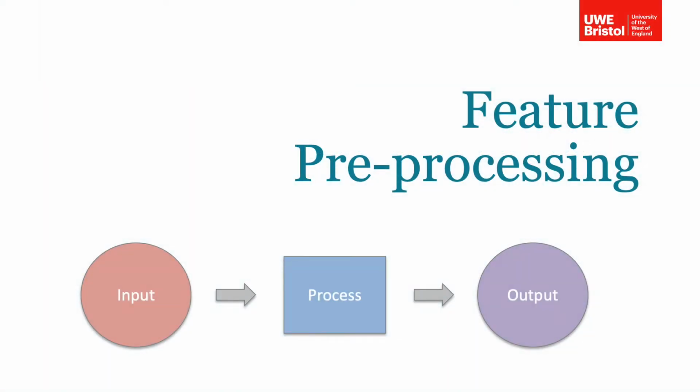Feature pre-processing. In the last section, we talked about how you can combine and transform data for the purpose of analysis. How do we achieve this? We need to have a clear understanding of what our input data is and what we hope to achieve for our output, such that this can help inform our investigation. Therefore, we need to think about the input, the process, and the output.